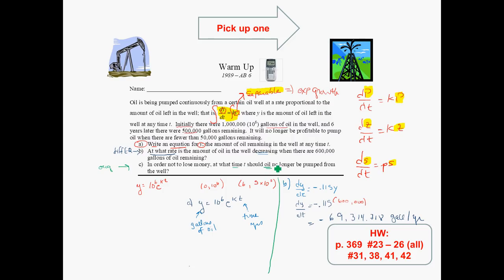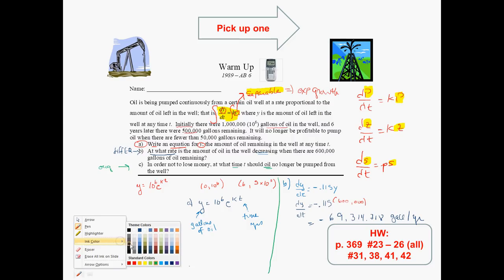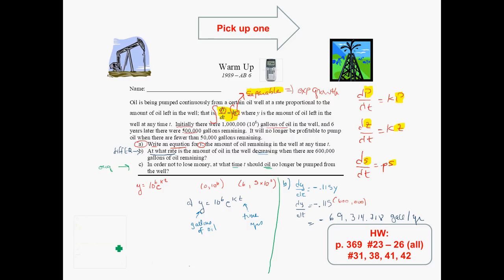where I'm not profitable, well, what is that? Oh, right. I will no longer be profitable, so that means losing money, when there are fewer than 50,000 gallons. So what they're asking me to do in Part C is say at what time, I want to know when there's going to be 50,000 gallons, right?